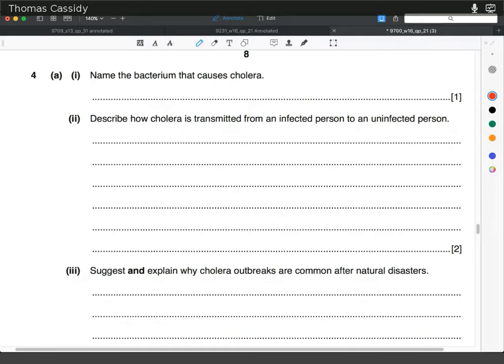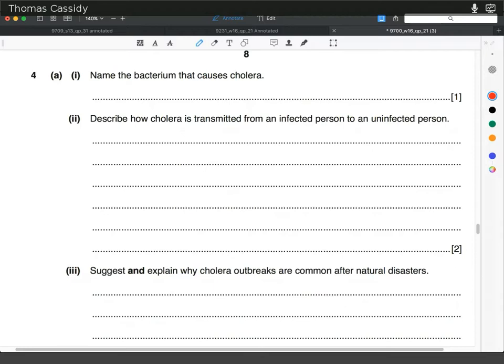Describe how cholera is transmitted from an infected person to an uninfected person. 2 marks. So we're seeing if we know how cholera is transmitted for a start, and specifically how it might travel from an infected person to someone who doesn't have it. So cholera is often found in water. It's transmitted by water. That's where the bacterium lives. But we can't just say, oh, from polluted water, because we're asking how it might travel from someone who has a disease to someone who doesn't.